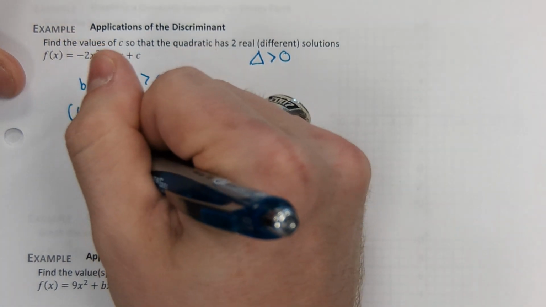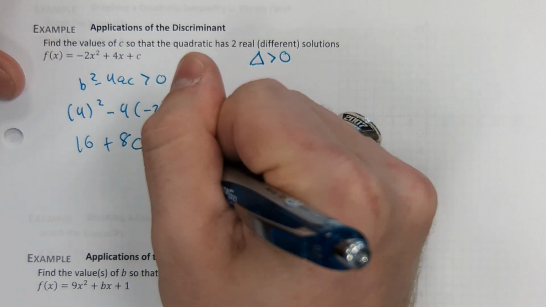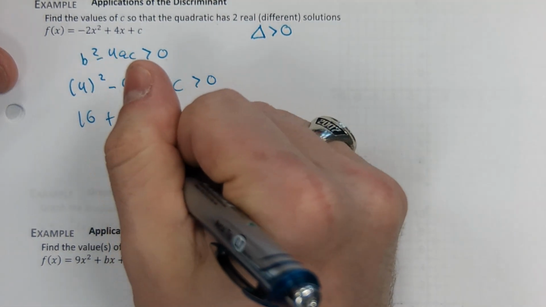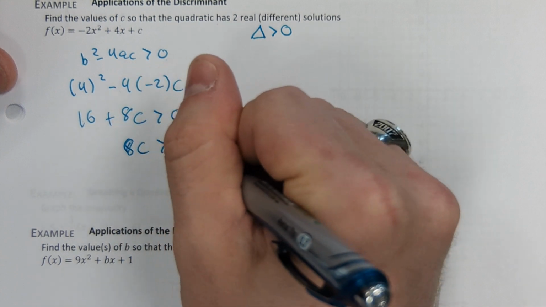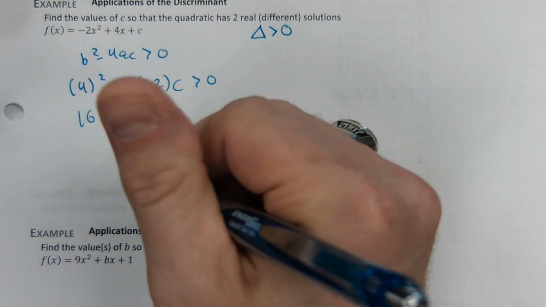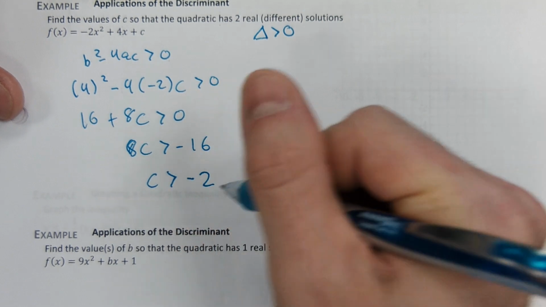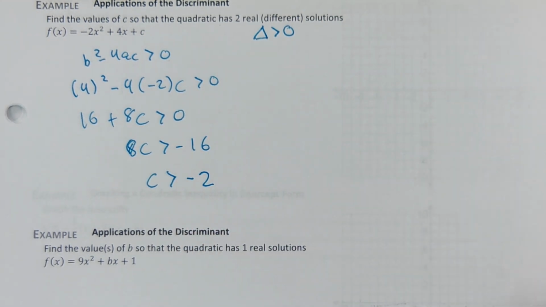So this is going to give me 16 plus 8c is greater than 0. So you just subtract 16 from both sides and then divide by 8. And what you find out is as long as the constant at the end is greater than -2, this quadratic will touch the x-axis 2 times. If you pick -2 or smaller, it will not touch the x-axis 2 times. That's what this says.